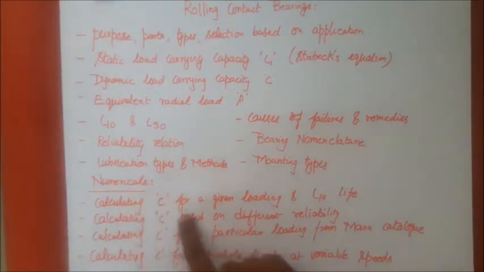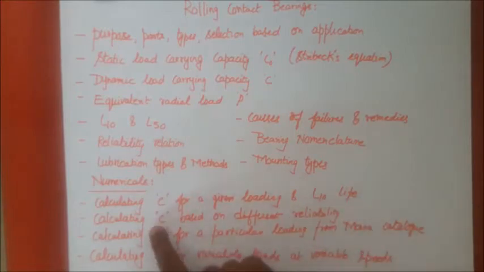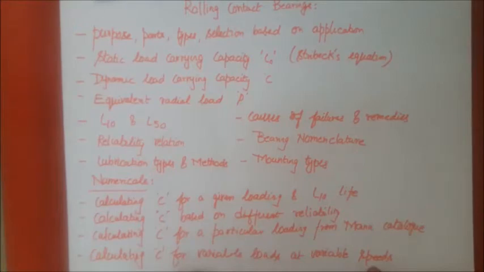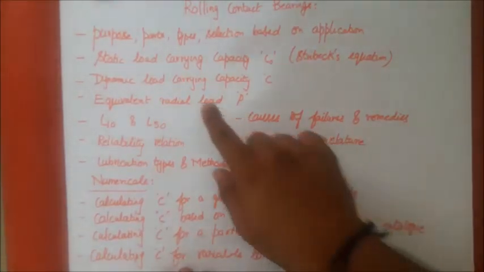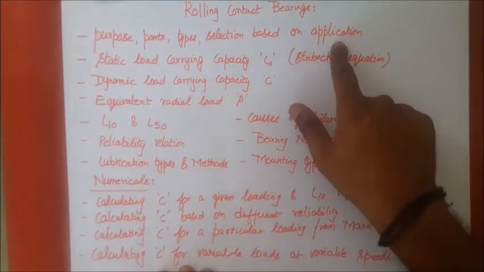First problem is calculating C for a given type of loading and L10 life. Next is calculating C based on different types of reliability. Then calculating C for a particular loading from the manufacturer catalog. Then calculating C for variable loads at variable speeds. Okay. Now the first thing we are going to see here is what is the purpose, what are the parts, what are the types, and how is the selection based on application.